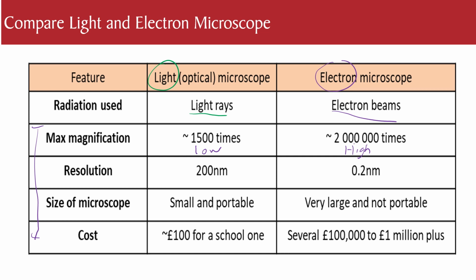Resolution. I'll talk about the definition of resolution in a second. Resolution is low in a light microscope, and it's very high in an electron microscope. Size of the microscope. So they're small and they're large. Cost, £100 for a school one, £100,000 to £1 million for an electron one. So they are cheap and they are expensive.